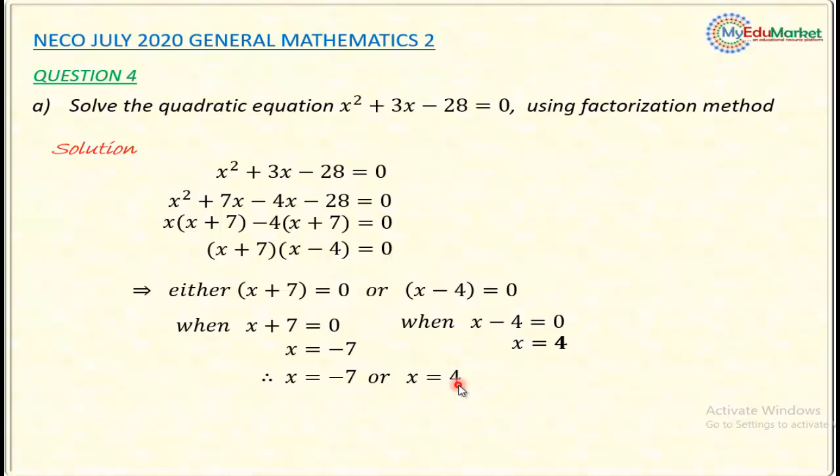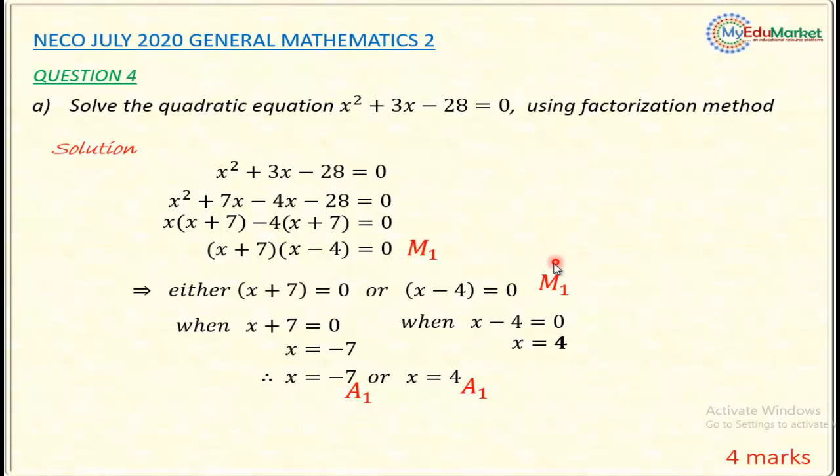So with that, I finish answering this question. Next I will give you the mark distribution for this according to the official NECO marking scheme. This is the mark distribution. The very first mark is method 1 mark, and that method mark is for factoring x squared plus 3x minus 28 equals 0.